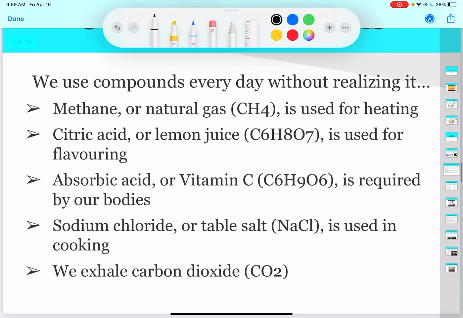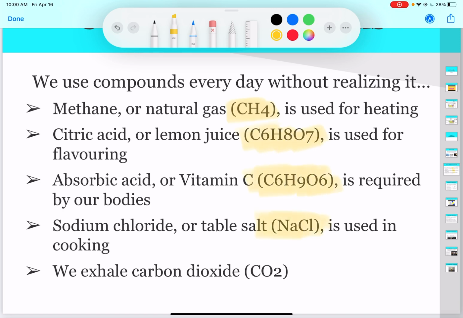So the uses of compounds, it says we use compounds every day without realizing it. Methane or natural gas, CH4, is used for heating. Citric acid or lemon juice, C6H8O7, is used for flavoring in our foods. Ascorbic acid or vitamin C, C6H9O6, is required by our bodies to live. Sodium chloride or table salt, NaCl, is used for cooking, and really it's in a lot of our foods. And then we exhale carbon dioxide. These are all just examples of many different compounds that exist in our life, and there's a whole lot more.